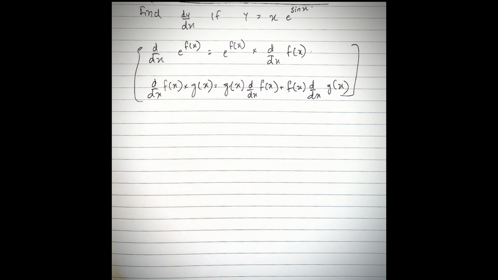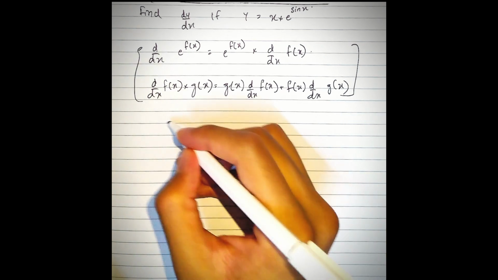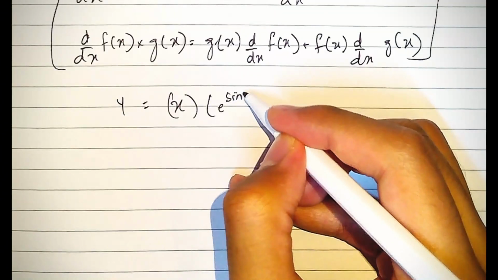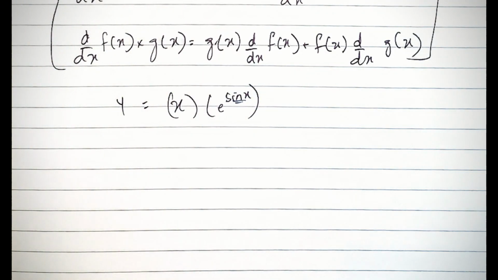Okay, so guys, in this video we have to find the derivative of y = x multiplied by e^(sin x). Let's just rewrite this function: y = x e^(sin x). The sin of x is actually present in the exponent.